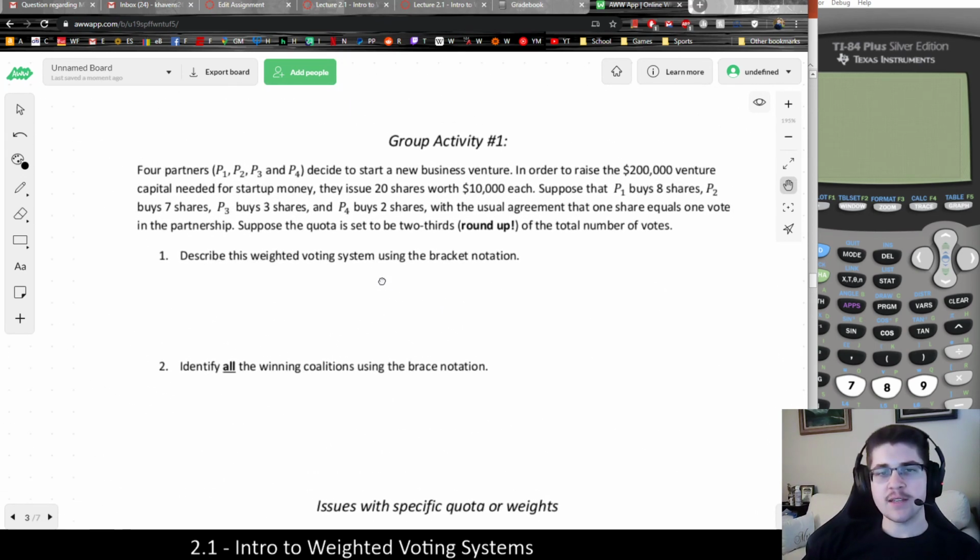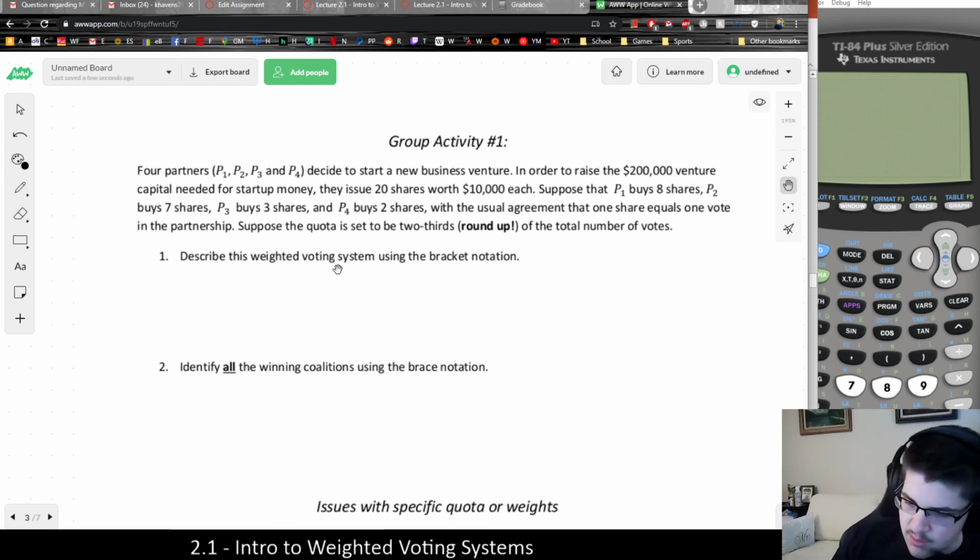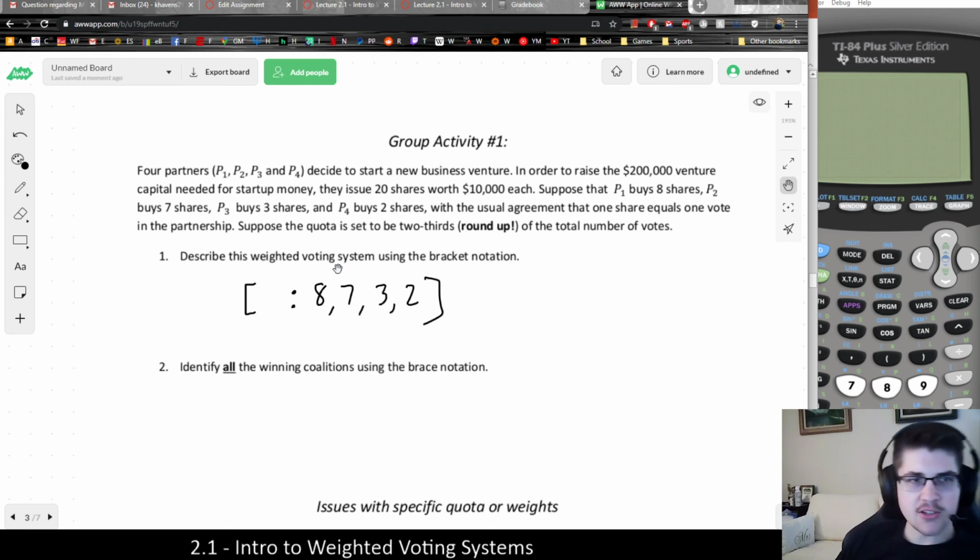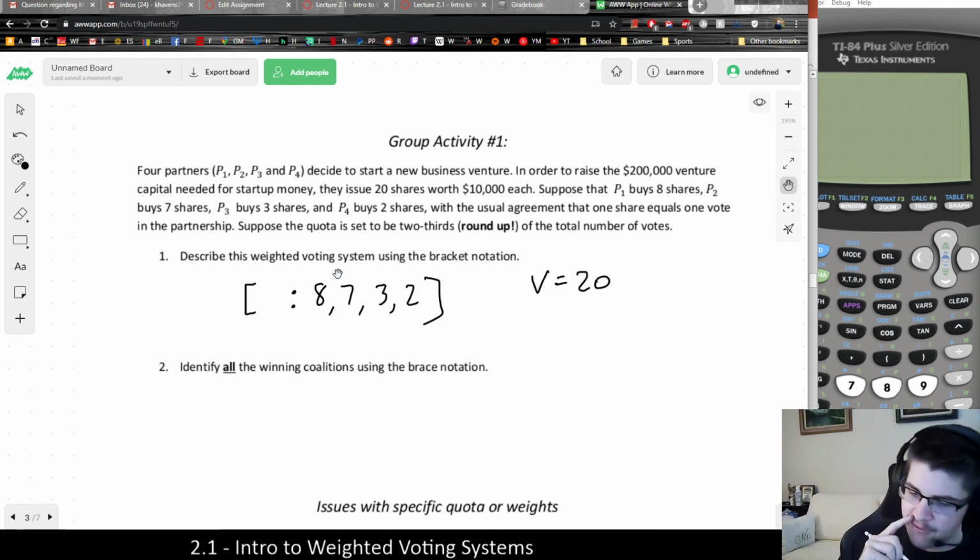So with the weighted voting system notation, we always use brackets to do that. Sorry, I need to zoom in on my tablet. So we always start with the quota first, which it does not directly give us, but it does tell us how many votes each person is going to get: 8, 7, 3, and 2 based on the shares they purchased. And then what I need to know is, what's the quota? So first off, I would calculate the total number of votes, which, with 20 shares, V is equal to 20, and then figure out what my determination for Q is.